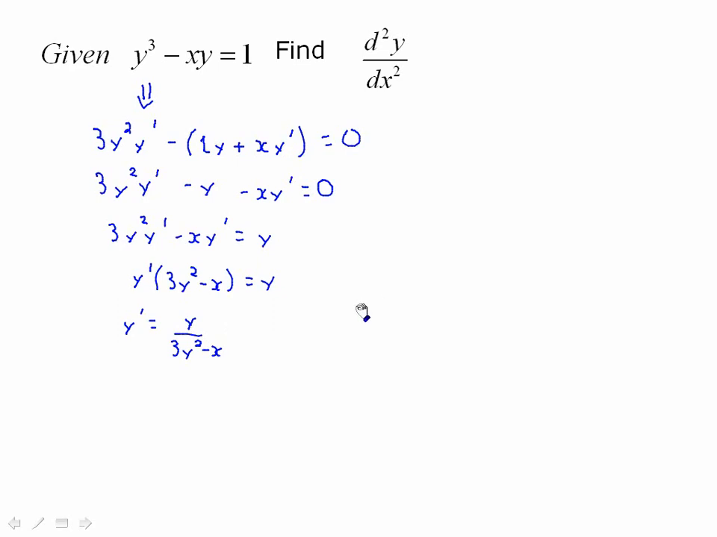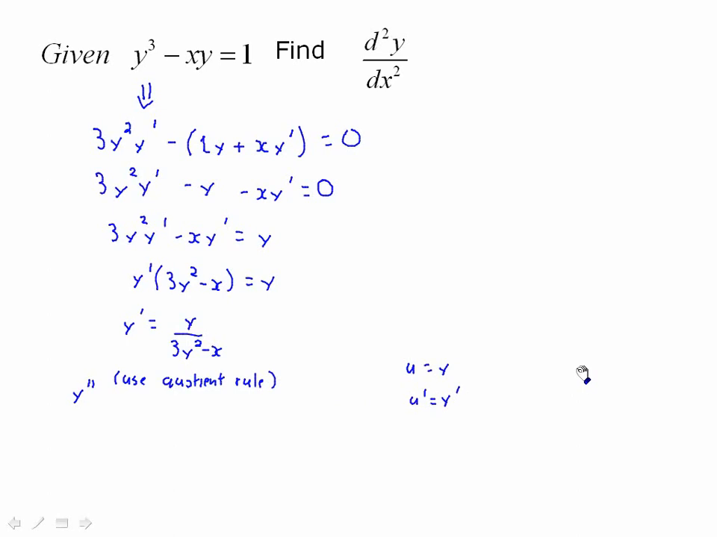We need the second derivative. Now, to get y double prime, we will have to use the quotient rule. Or else, we could use the chain rule in conjunction with the product rule if we wanted to take that denominator up. So I'm going to use u and v notation. So u is equal to y, so u prime is equal to y prime.